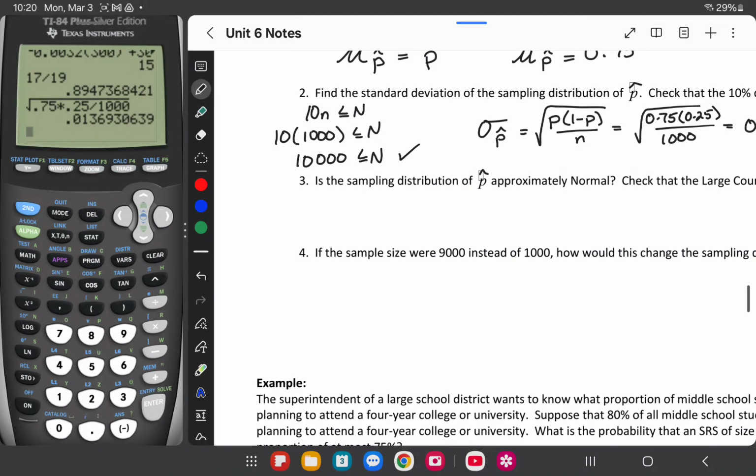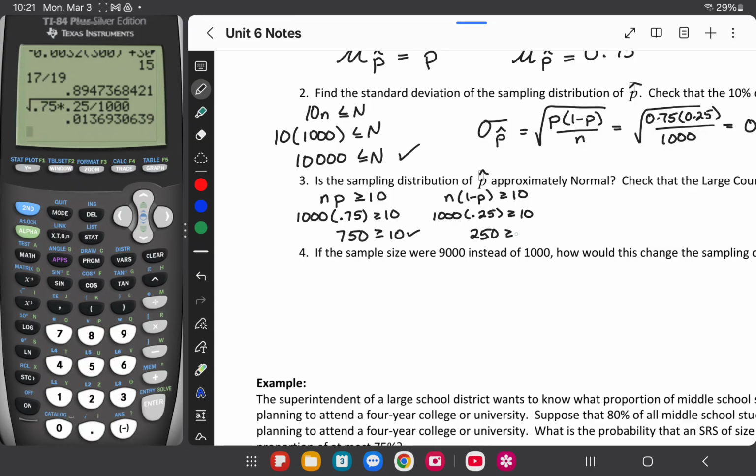So for large counts, we're going to check two things. The first is we need to check if n times p is greater than or equal to 10. Remember, n here is 1,000, p is 0.75, and when I multiply 1,000 by 0.75, that comes out to be 750. Is 750 greater than or equal to 10? Absolutely. Next, let's check that n times 1 minus p is also greater than or equal to 10. So now we're taking 1,000 multiplied by 0.25 and seeing if that's greater than or equal to 10, which comes out to be 250. Is 250 greater than or equal to 10?